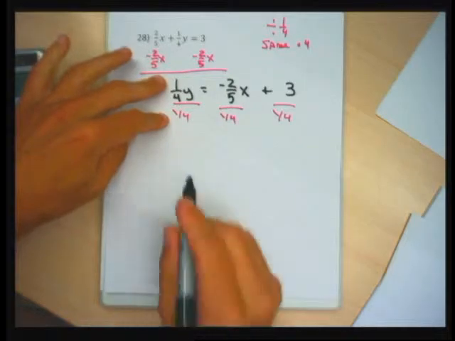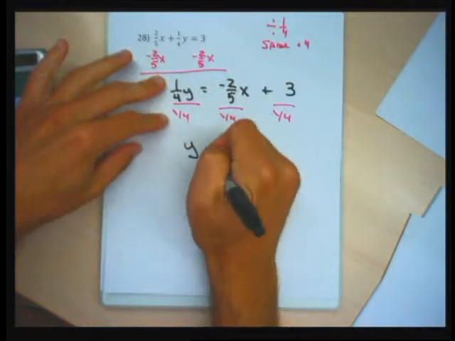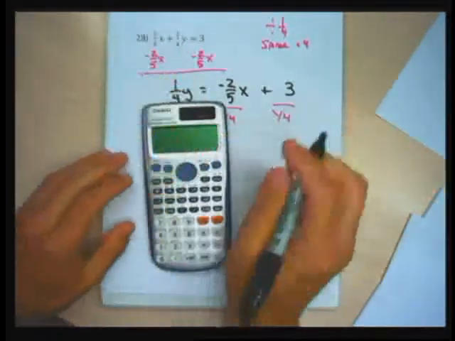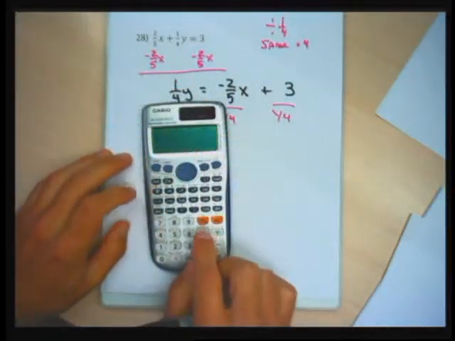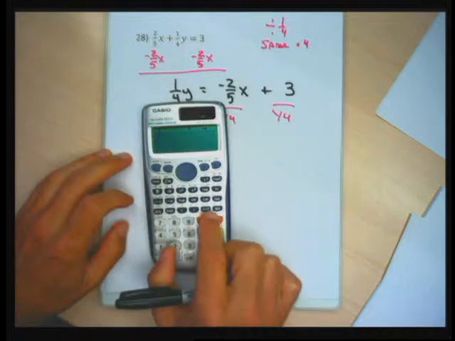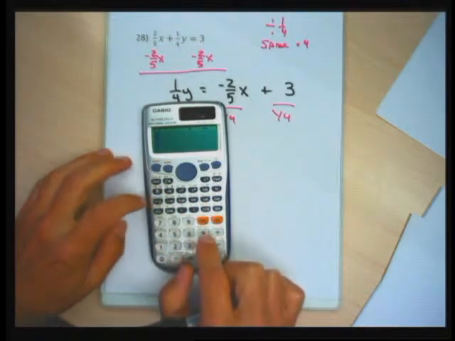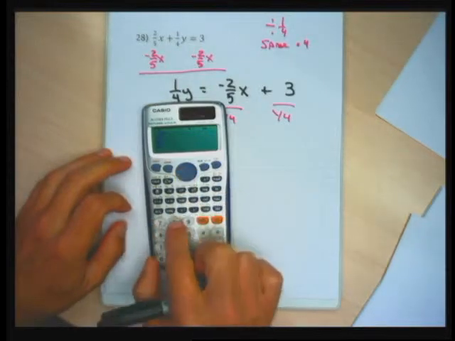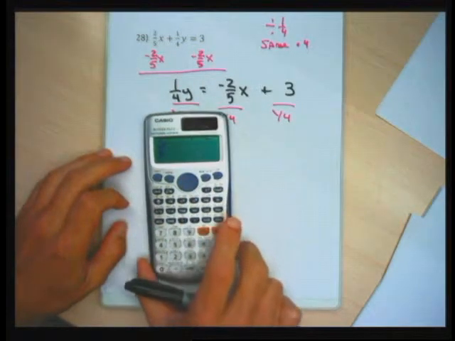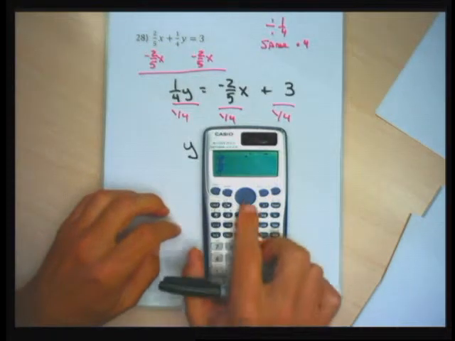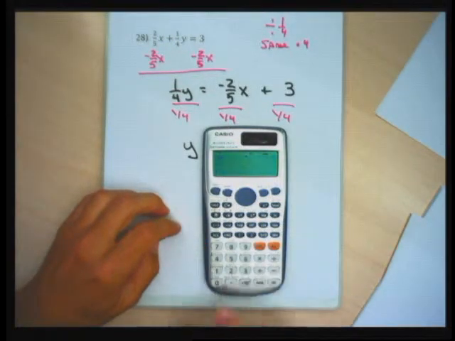On the left side, 1/4 divided by 1/4 gives me a y. On the right side, time for this calculator. So I'm going to go fraction, negative 2/5 over 1/4. And I get negative 8/5 for the number in front of the x.